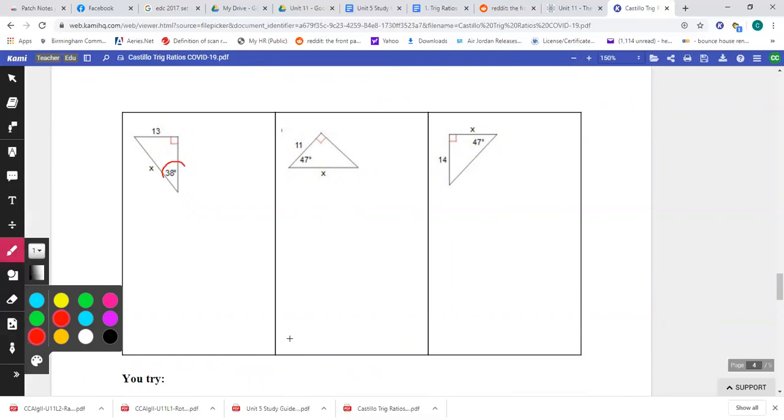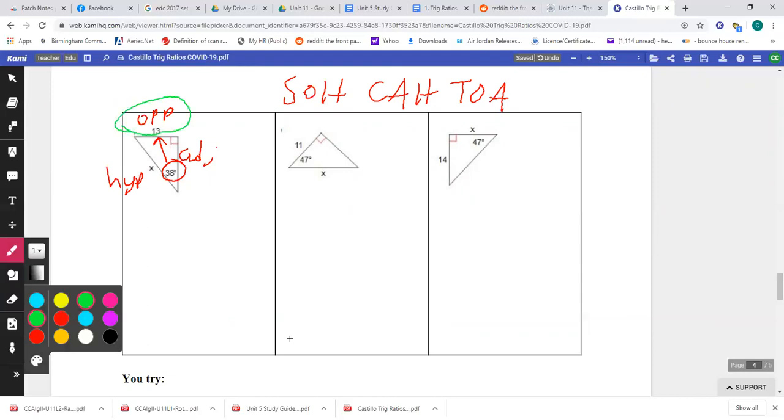Always start with identifying the angle. The one across the 90 is always your hypotenuse. The one across the angle is your opposite. The one next to the angle is the adjacent. So this time, once again, let's identify what's given to us. We're given the 13, that's the opposite. We're looking for the x, that's our hypotenuse.